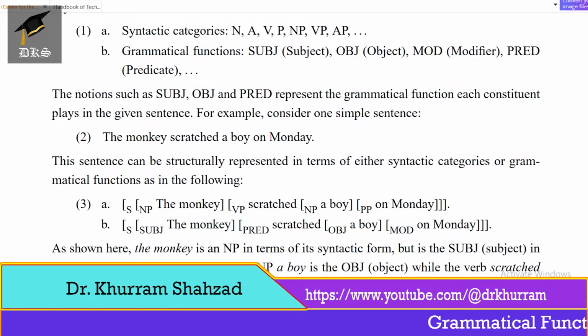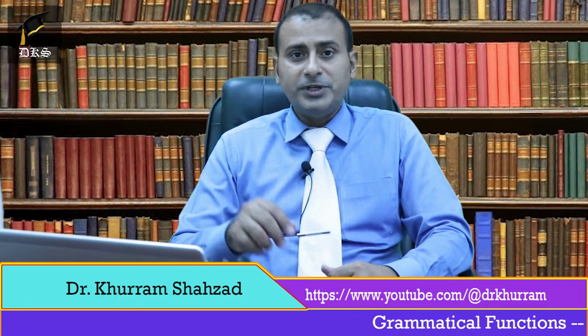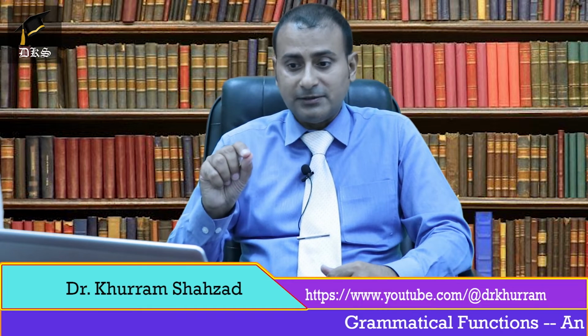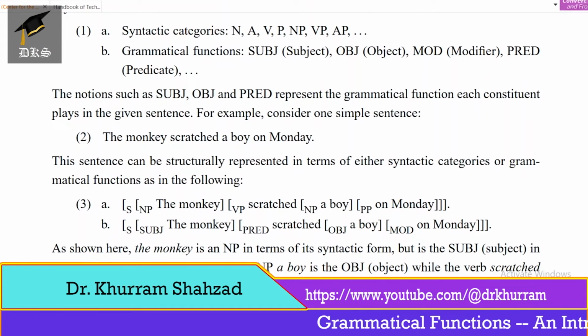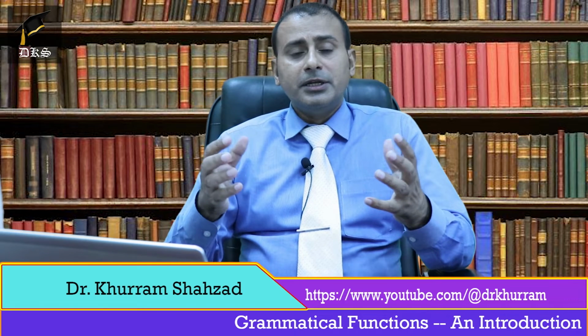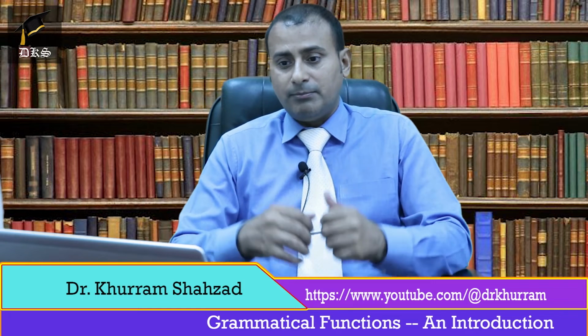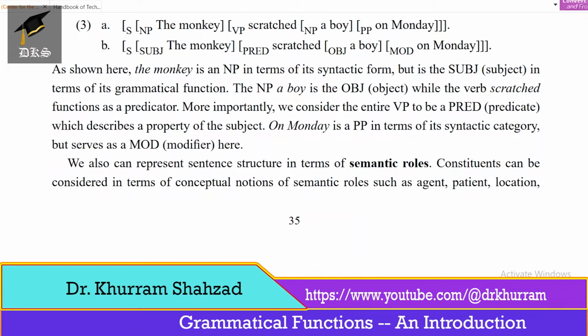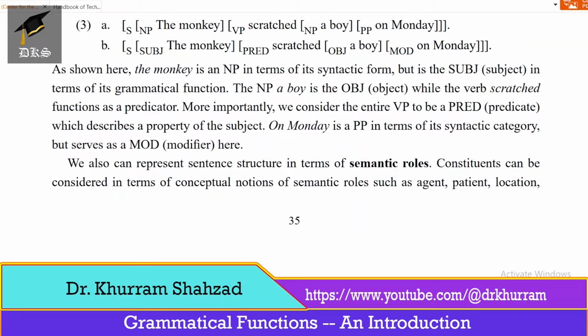The monkey scratched a boy on Monday. So this is one of the sentences which is there in Peter Sell's book. This sentence can be structurally represented in terms of either syntactic categories or grammatical functions. Now you should look at number 3. First of all, syntactic categories. The sentence is, the monkey scratched a boy on Monday.